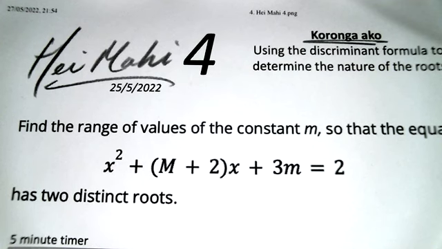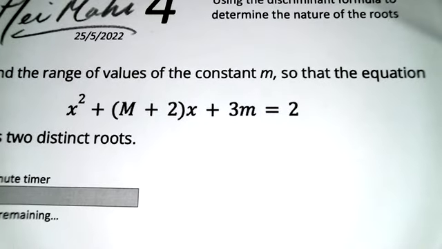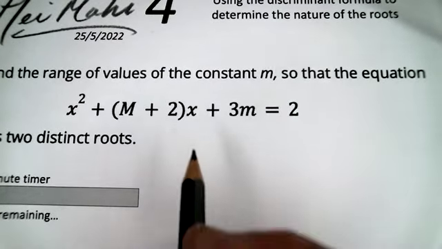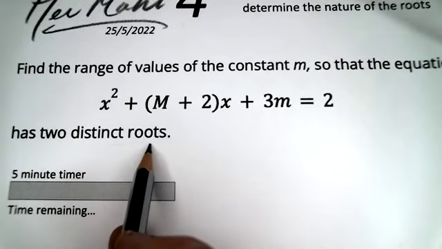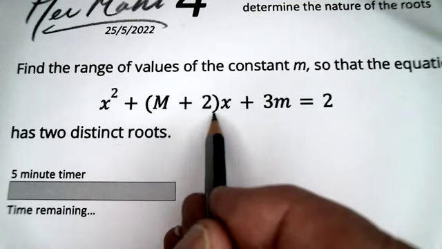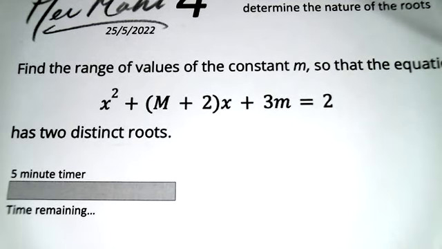Let's take a look at the question number 4. In this case, we've got a quadratic equation again. This time we're also noticing that this one has two distinct roots. We're also noticing it's the m value that we're not sure of, which means there's going to be a range of values, and we're going to have to calculate that range when we get to the end.